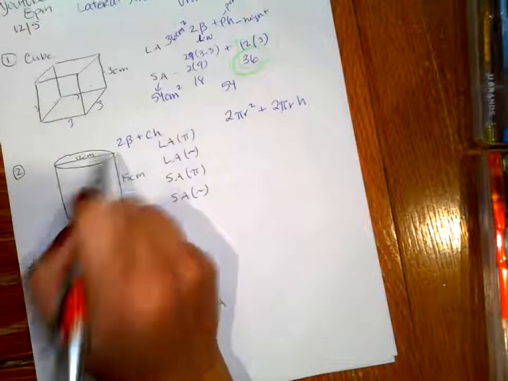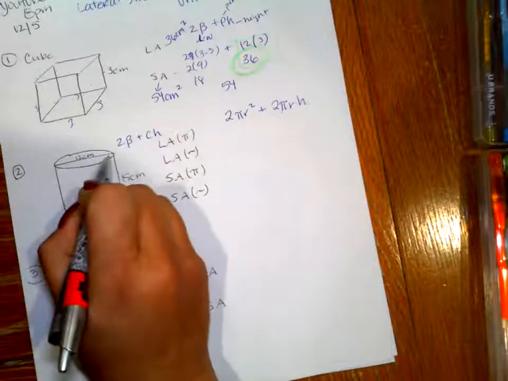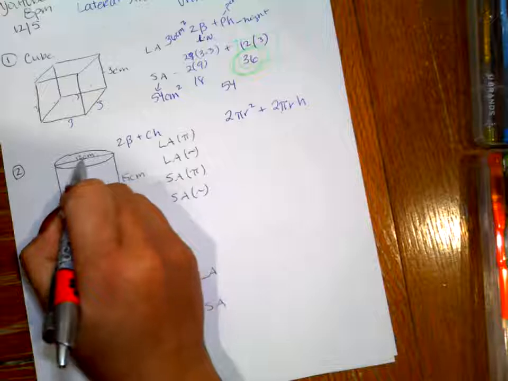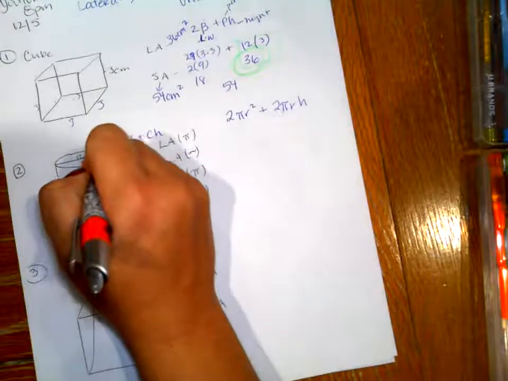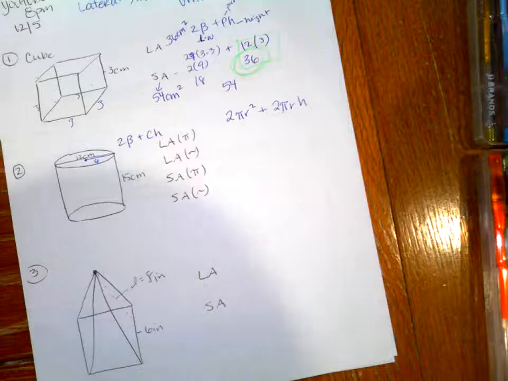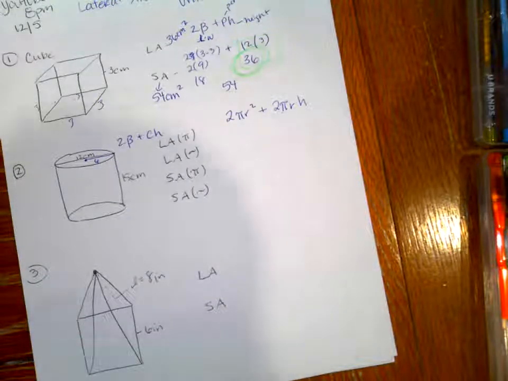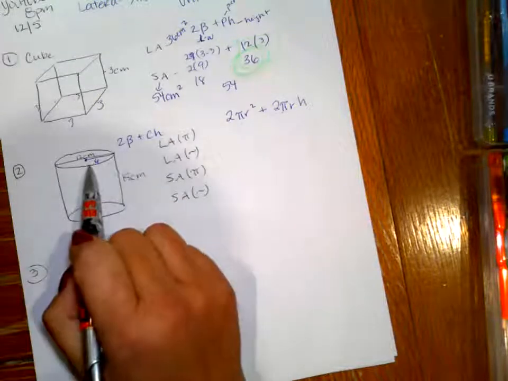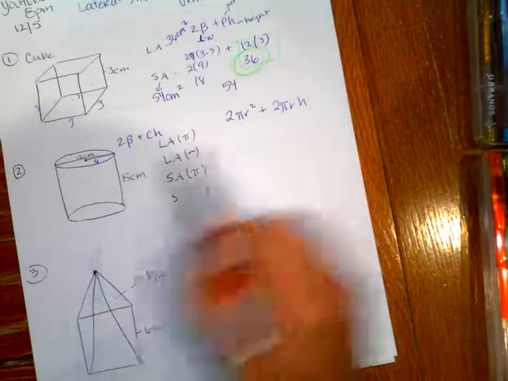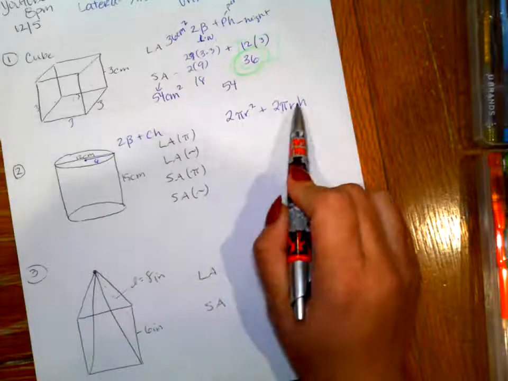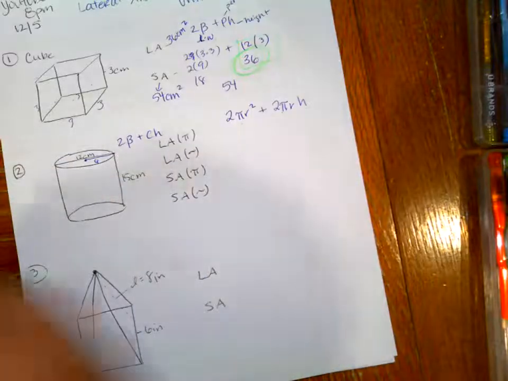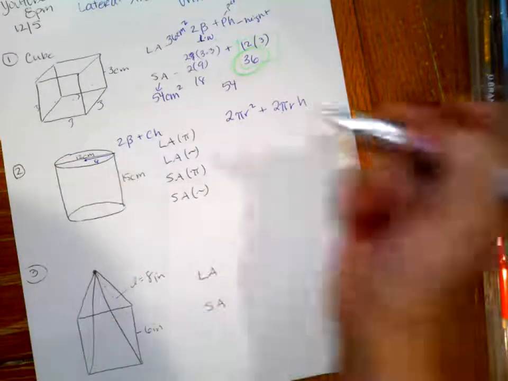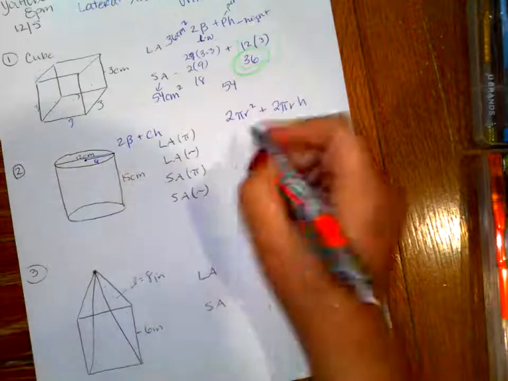You need the radius. So the radius is always half of the diameter. So if the diameter is 12, the radius from the middle to the end is going to be half of that, which is 6. All right, so here we go. We have 6, we have our radius, we have our height. Radius, radius, height. We have everything we need to do this problem. All you got to do is plug it in.